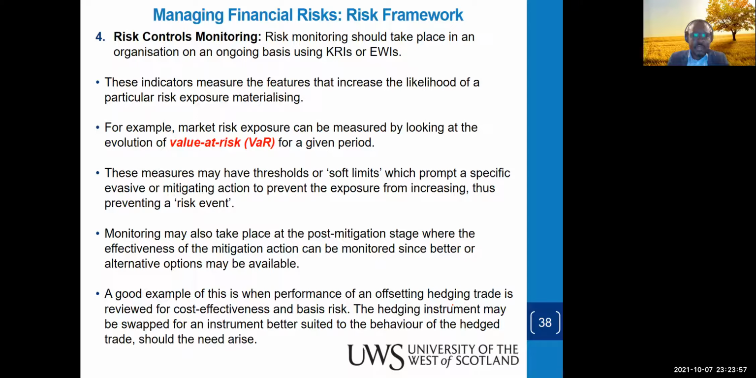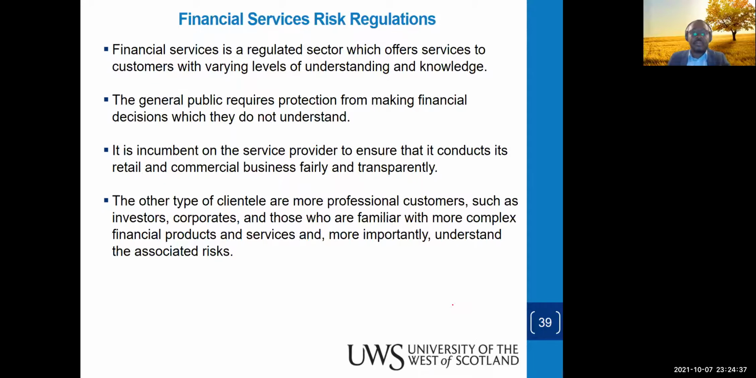Okay. A good example of this is when performance of an offsetting hedging trade is reviewed for cost effectiveness and basis risk. We know what basis risk is, right? I mentioned it has to do with hedging. So the hedging instrument may be swapped for an instrument which is better suited to the behavior of the hedged trade should the need arise. So weigh the portfolio of instruments or securities that you have, and then check whether I have to swap some, whether I have to drop some, whether I need to put some in a different market or trade others in a different market. Okay, so these are the four main items.